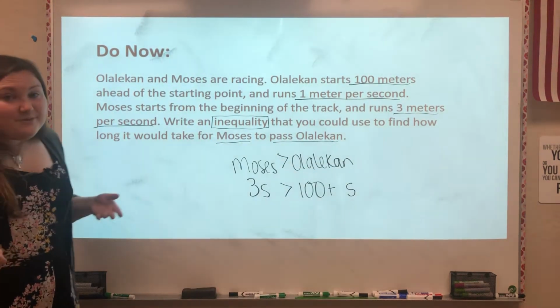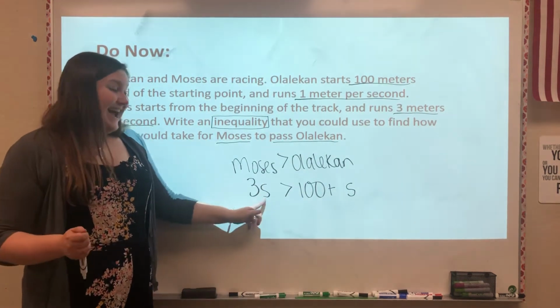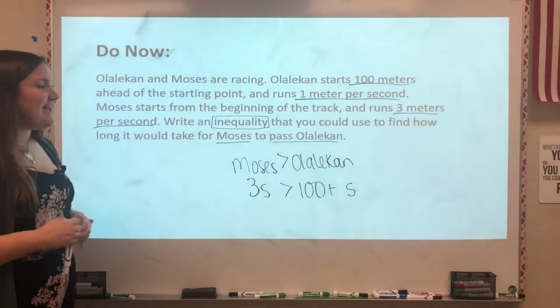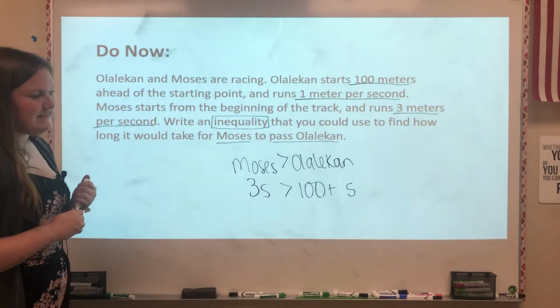I could have given you a second part to this question and asked how long does it take or what's the time where Moses passes Olalekan, but this question only asked you to write an inequality. And that's what this is. That's our inequality to represent this.